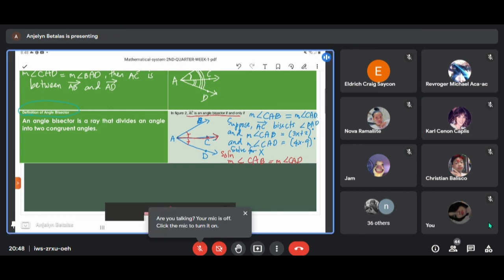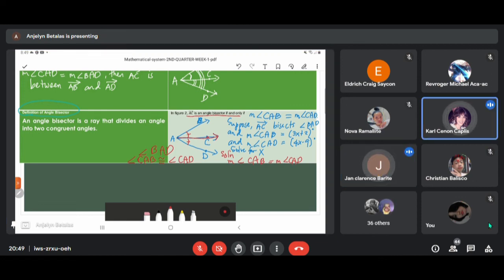Let us go back. An angle bisector is a ray that divides an angle into two congruent angles. So, in this figure, ray AC is an angle bisector. Which angle does it divide? Angle BAD. It divides angle BAD into two congruent angles: angle CAB is congruent to angle CAD. Visualize it.